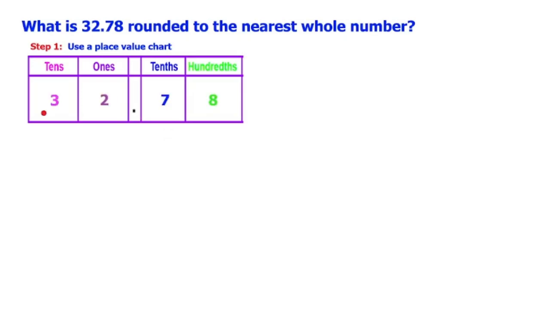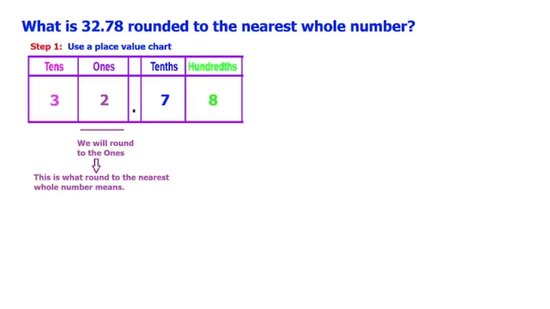So 32.78. So we will round to the ones place value. This is what round to the nearest whole number means. So we need to round to the nearest whole number. That's what that means. So you round to the ones place value.